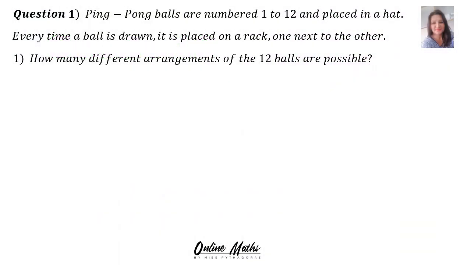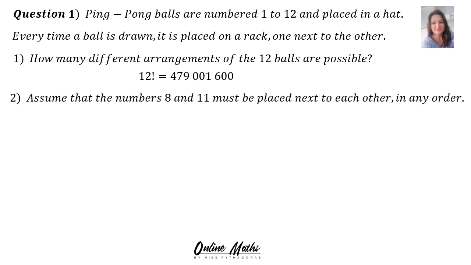Question 1. Ping pong balls are numbered 1 to 12 and placed in a hat. Every time a ball is drawn, it is placed on a rack one next to each other. Question 1.1. How many different arrangements of the 12 balls are possible? And your answer is 12 factorial, and that one you read as 479,001,600.